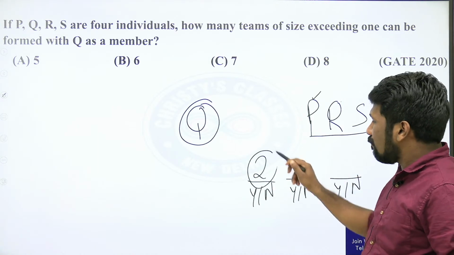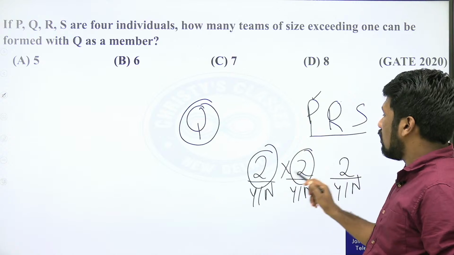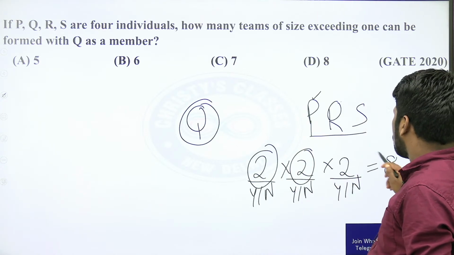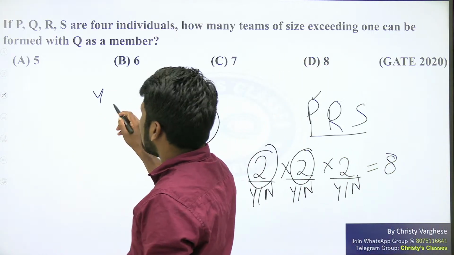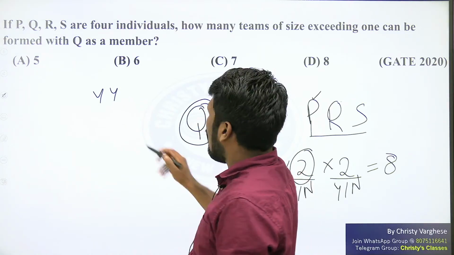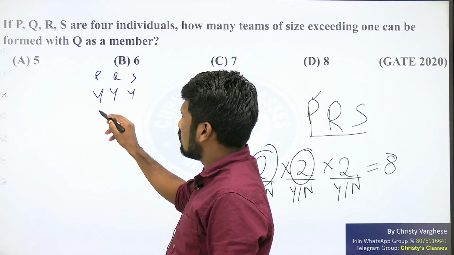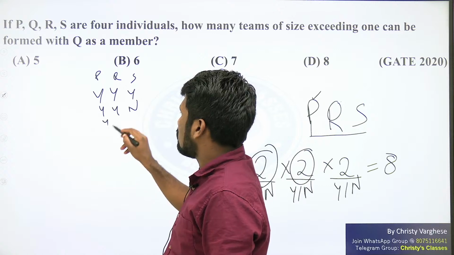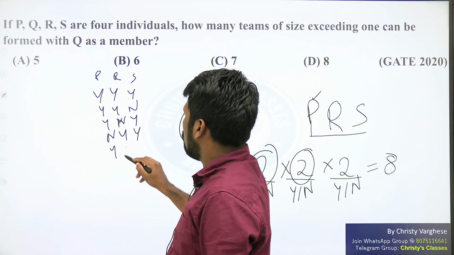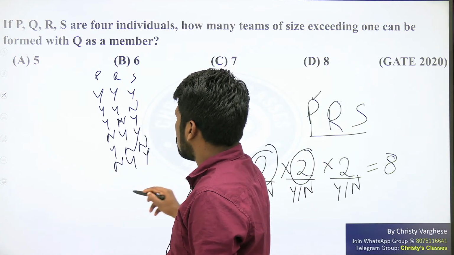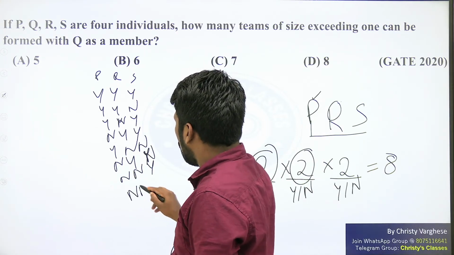For each of P's choices, there are two choices for R, two choices for S also. So by the fundamental principle of counting, 2 into 2 into 2, 8 choices. But what do these 8 choices mean? P, R, S: yes, yes, yes. Yes, yes, no. Yes, no, yes. Yes, no, no. No, yes, yes. No, yes, no. No, no, yes. And finally, no, no, no.